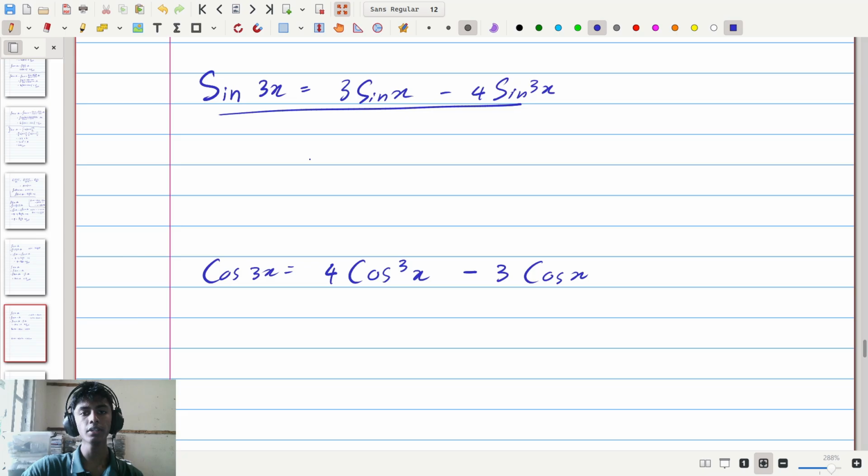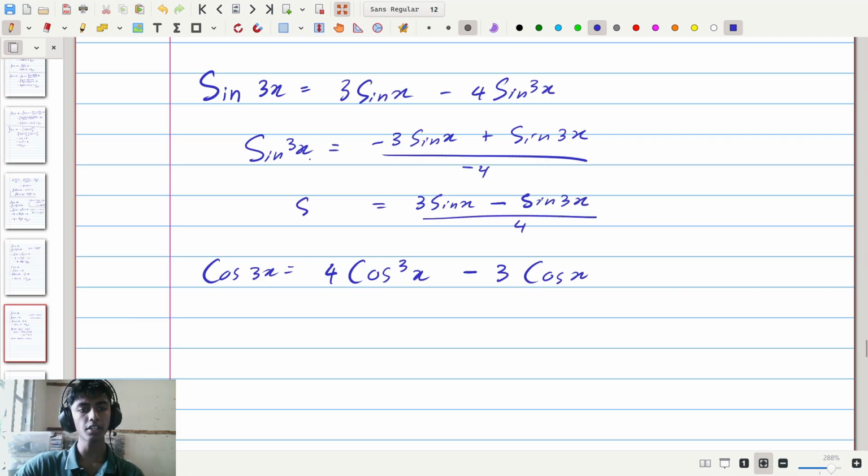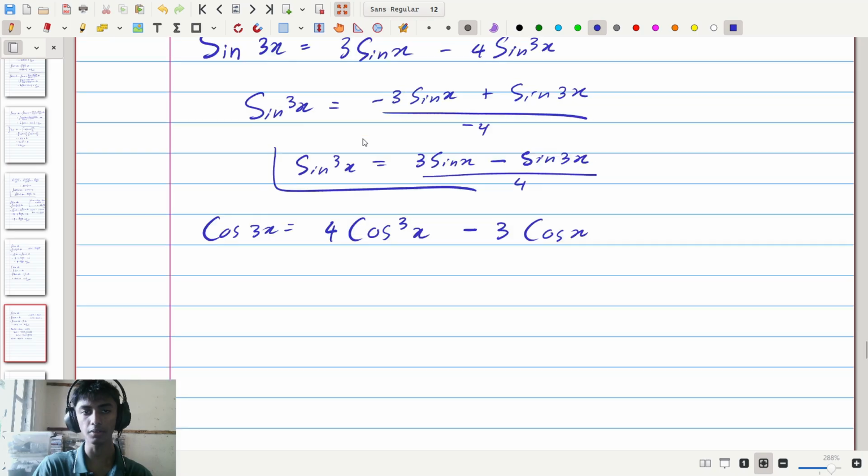Starting off, in order to get sine cubed of x on its own here, we need to divide everything by negative 4. First let's take this to this side and divide everything by negative 4. So we get the sin³ of x being equal to -3 sin x plus the sin of 3x, divided by -4, which you can rewrite as 3 times the sin of x minus the sin of 3x, all divided by 4. This identity is the one we are going to be using in order to find the integral of the sin³ of x more easily.